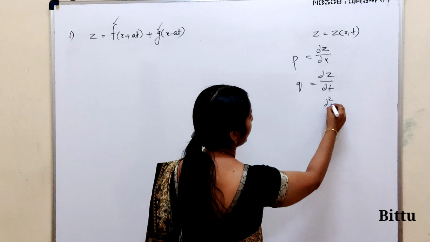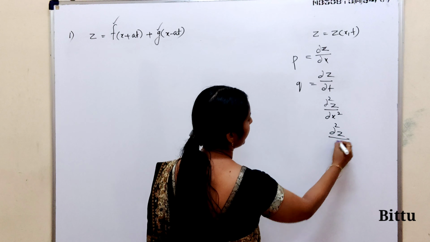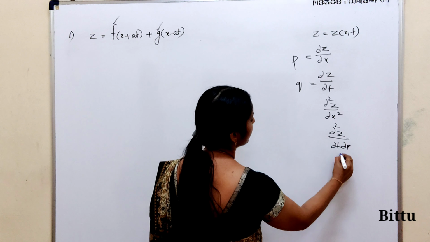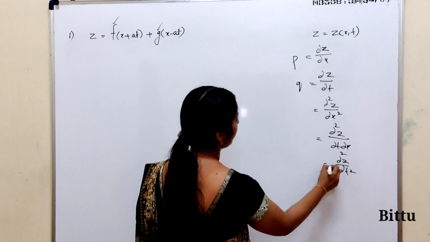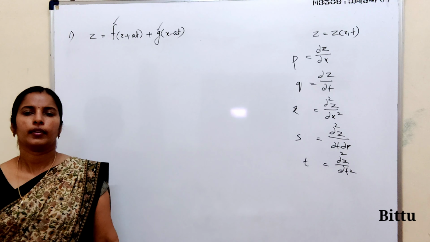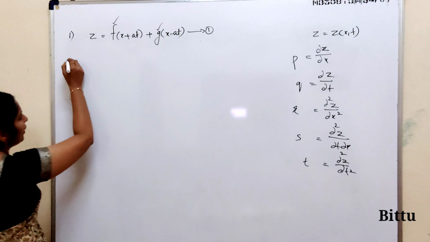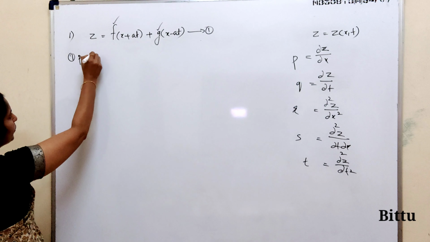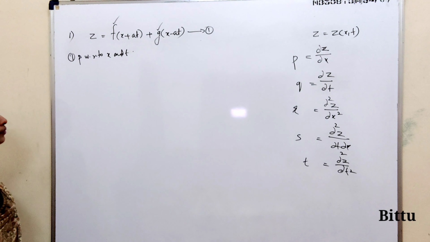And its second order partial derivatives are dou square z by dou x square, dou square z by dou t dou x, dou square z by dou t square. They are denoted by r, s, t. Let it be equation number 1. You differentiate 1 partially with respect to x and t.